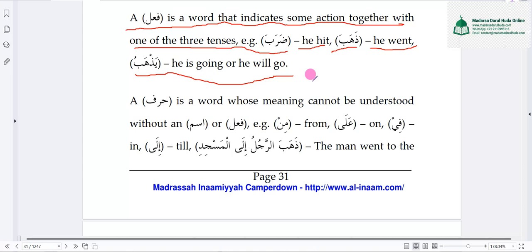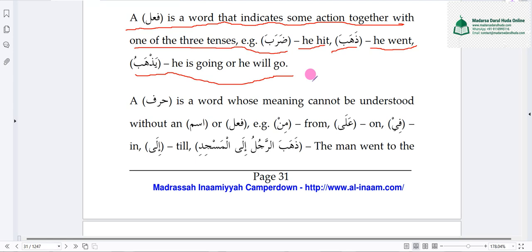Why? Because fail is also independent in the delivery of its meaning, but the fail requires one of the three tenses, that is past, present or future. In Arabic we say mazi, hal and mustaqbil respectively. So when we are translating the fail, a fail must exist only with a tense. If there is no tense, there is no existence of fail.